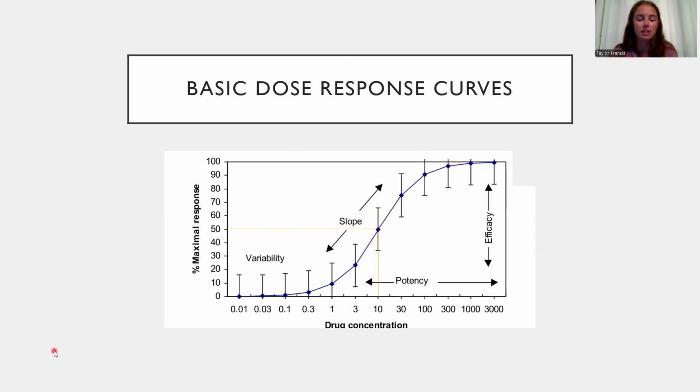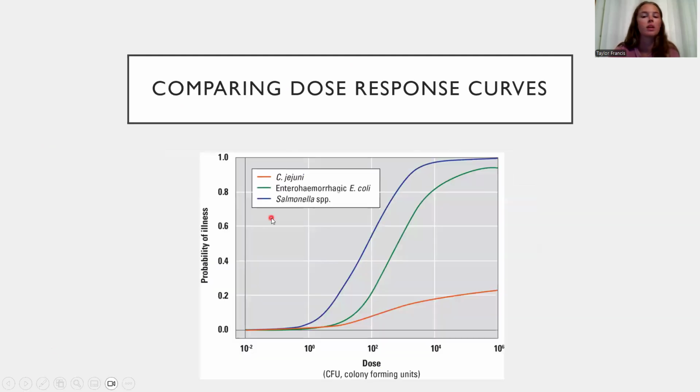Okay, so those are the basics, and now let's talk a little bit about how you'll commonly see them on graphs. So usually what you'll see is a couple different lines on one graph. So this one isn't actually drugs, it's a bacteria comparison that I pulled from an FDA website, but it is still considered a dose response curve, and it looks very similar to the drug response curve we just looked at.